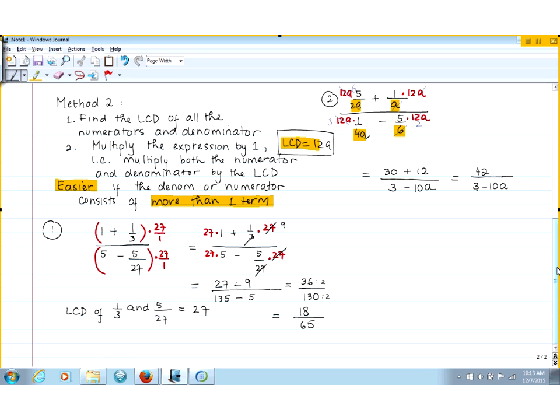Which one do you prefer, method 1 or method 2? Method 1 you could rewrite, but it's harder if you use method 1 on these number 1 and 2. So sometimes it's easier to use method 1, sometimes it's easier to use method 2. All right? Okay, so tomorrow we will do more examples on 6.5, and we will also discuss some word problems.